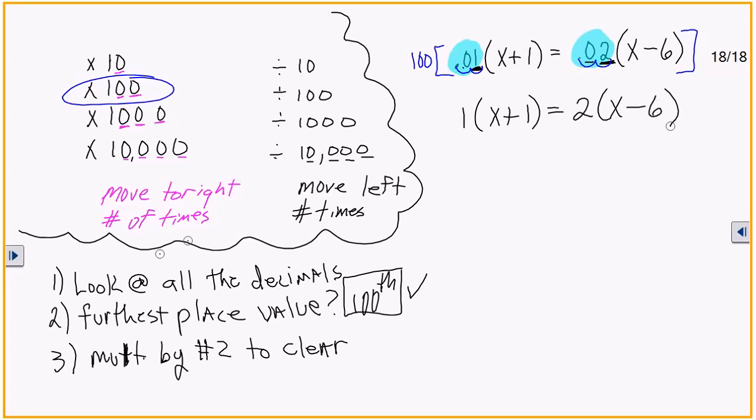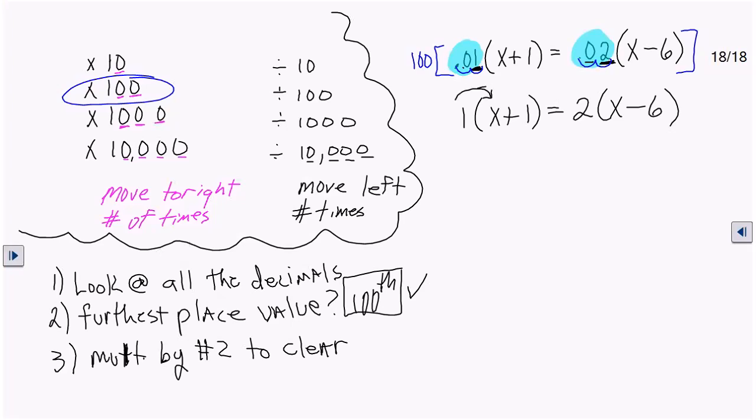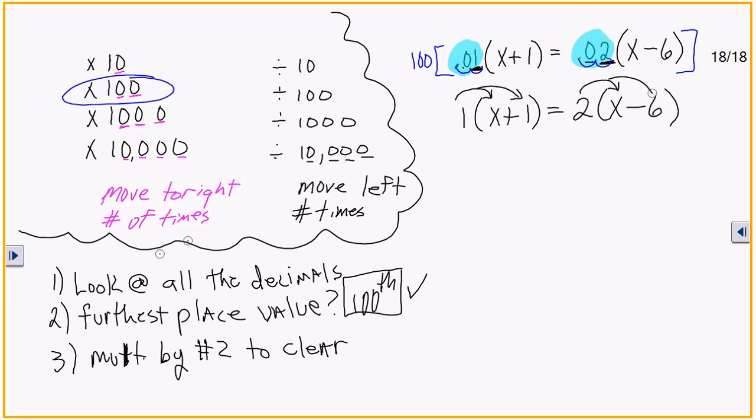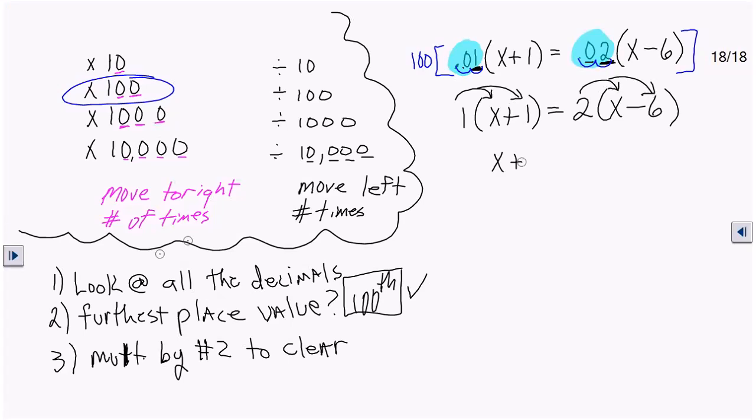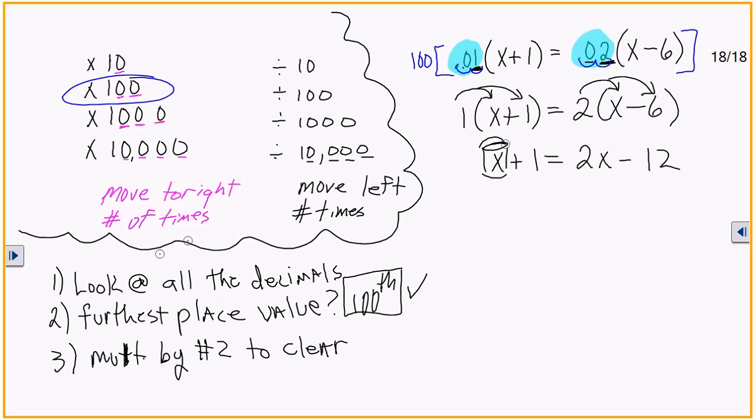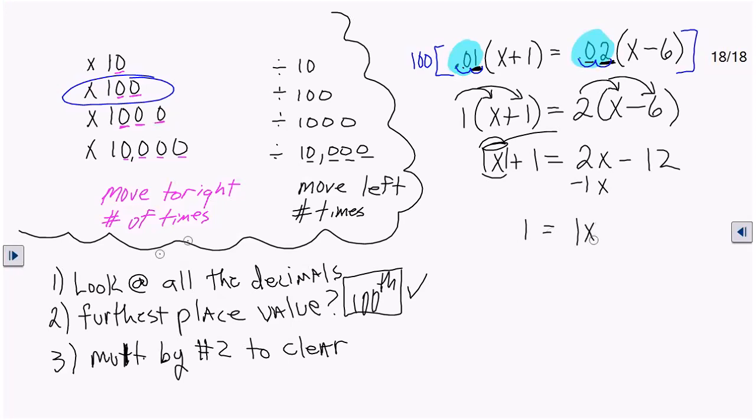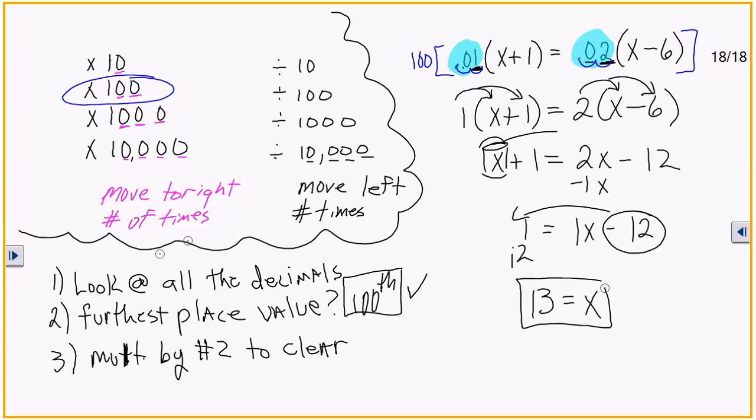And now you have a problem with the distributive law. x plus 1 is equal to 2x minus 12. Smallest bucket. Take across the river: 1 is equal to 1x minus 12. Take that across the river: 13 is equal to x. And that's how you clear a decimal.